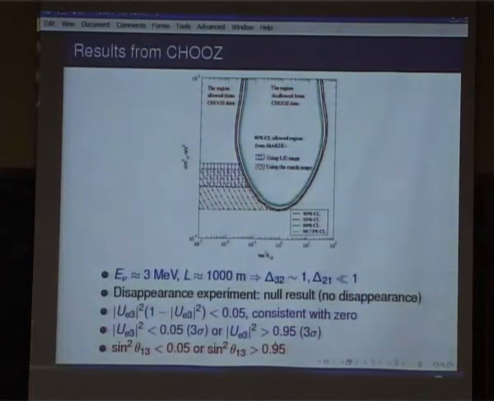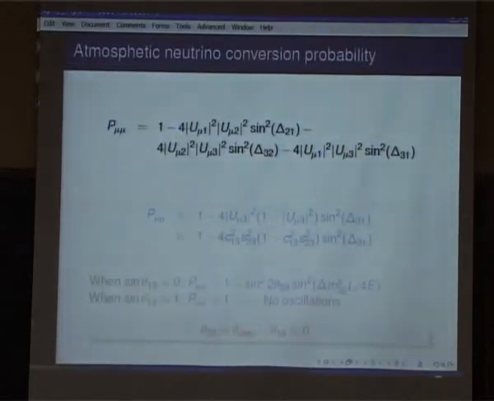So once the reactor experiment was done, this is what you knew: sine squared theta 13 is less than 0.05 or greater than 0.9. Keep this at the back of your mind, and then we'll go to atmospheric. So what is atmospheric? The atmospheric one is also very, very similar. In the atmosphere, if you calculate the value of delta 31, delta 32, it is of the order of 1. You made some of these calculations in the assignment with 20 GeV neutrinos.